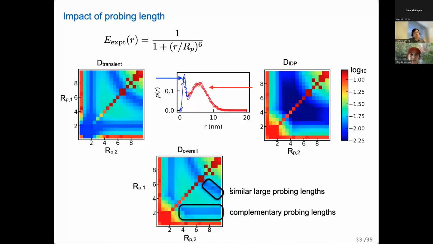But there's also another interesting finding, which is that if both of them have large probing lengths, they can also help us resolve both the short range peak and the long range peak. That's mostly because for our model, there are two free parameters. If we have two experimental technologies with very large probing lengths, they can effectively reweight the fraction of the transient interaction and give us that.